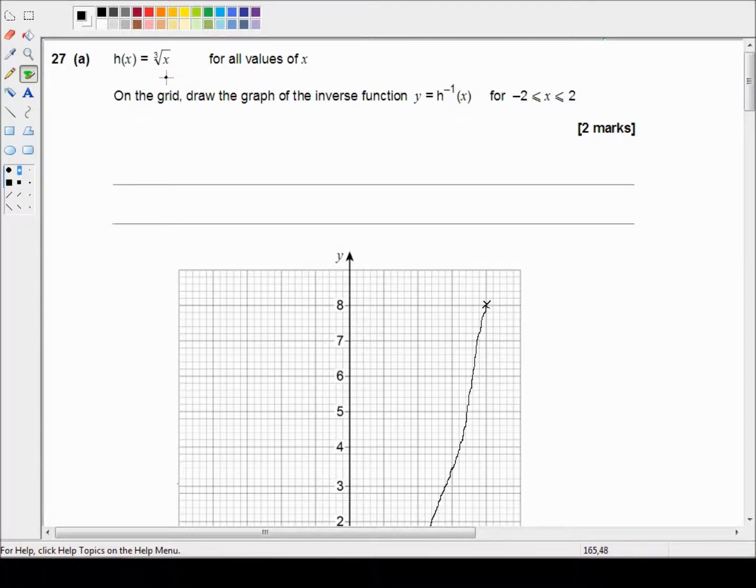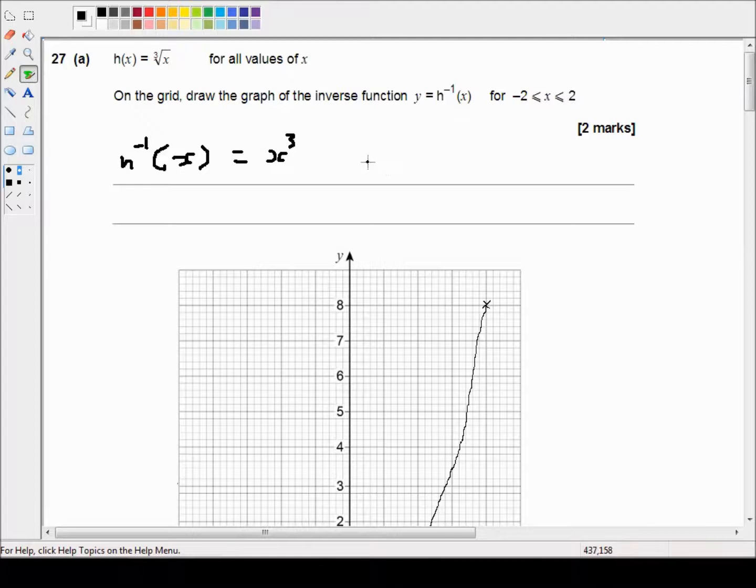That's a bit like saying, instead of being given a question and finding the answer, you're given the answer and asked to find the question. So what we're looking for is, if you're given the cube root of x, what will give you x? So what have we got to do to the cube root of x to get back to x? Well, we just have to cube it. So the inverse function, h to the -1 of x, is just equal to x cubed.